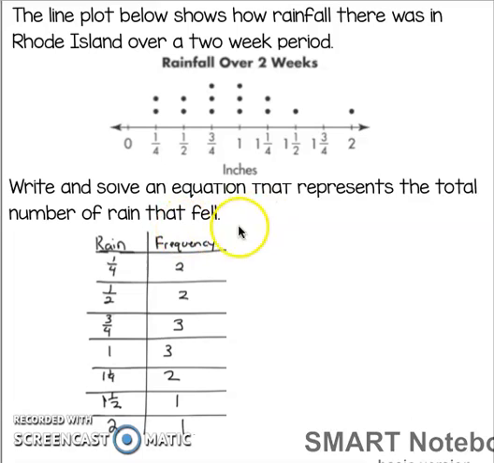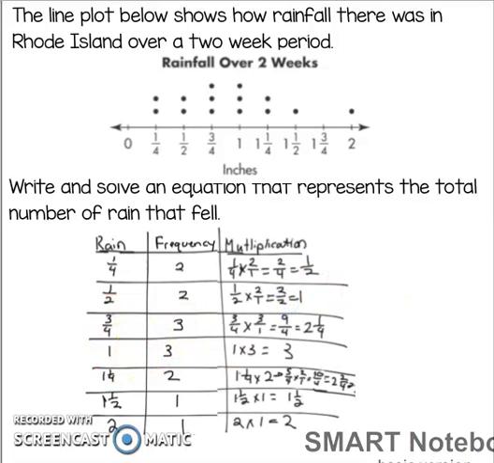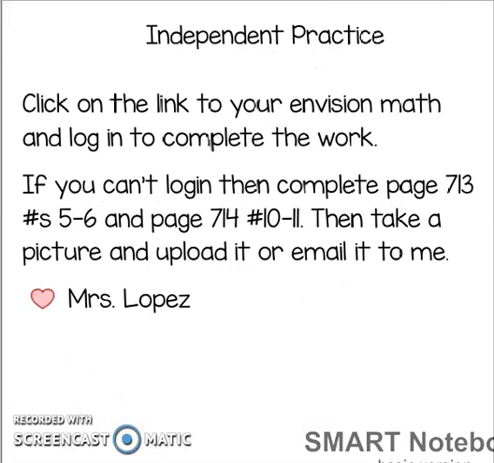Rain, frequency, and then this column should be your multiplication. 1/4 showed up 2 times, 1/2 showed up 2 times, 3/4 showed up 3 times, 1 showed up 3 times, and so forth. Then multiply it out. 1/4 times 2, 1/2 times 2, 3/4 times 3, and there's your answers. Okay, try your best. I know this one is tricky.